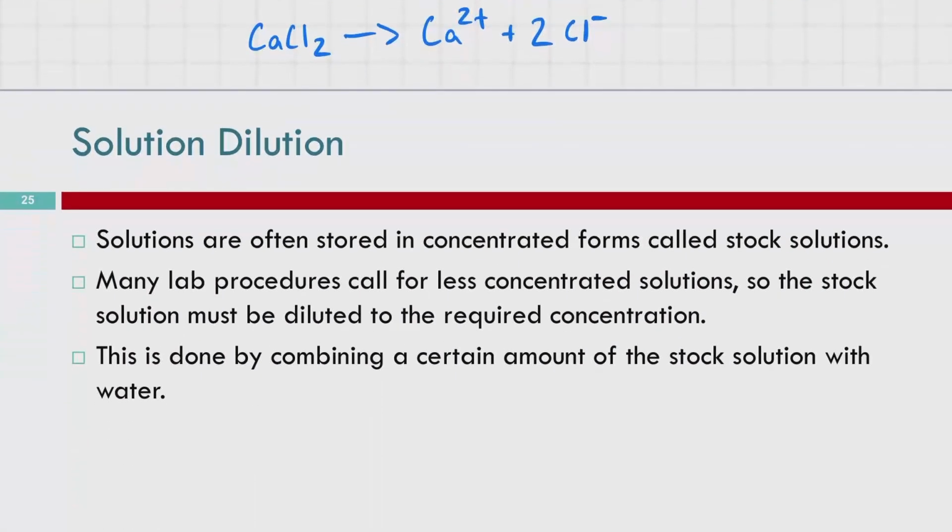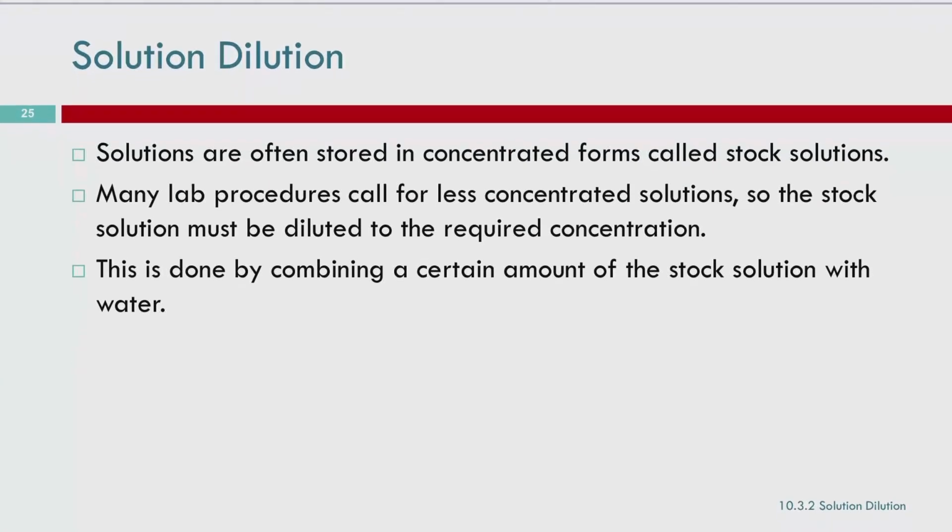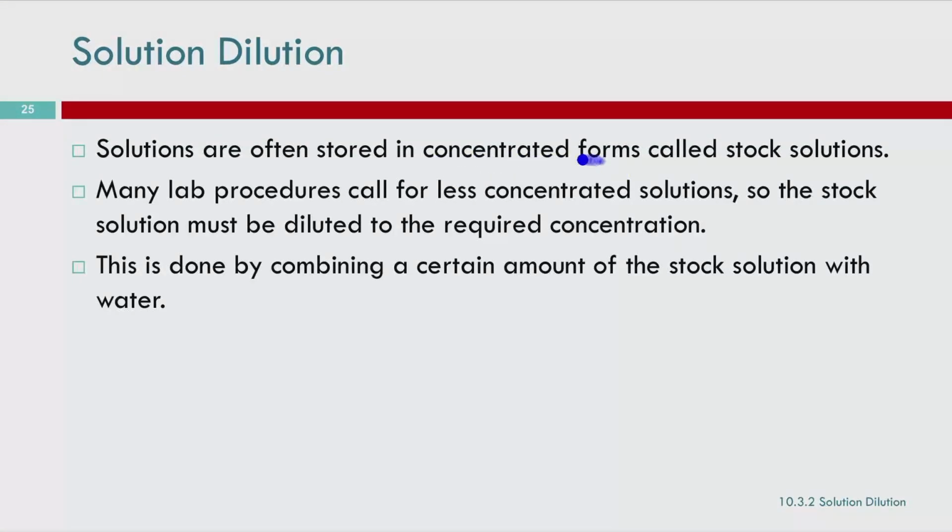And when you make solutions, it's often convenient to store your solutions in concentrated forms, high concentration forms of your solutions. We typically call this stock solutions. Stock solutions in the lab get stored in the stock room. It's a room for storing solutions and chemicals. So many lab procedures call for less concentrated solutions. Usually it's stored at the maximum concentration or close to the maximum concentration, and then you just dilute it down when you want to use it. So they need to be diluted down to the required concentration.